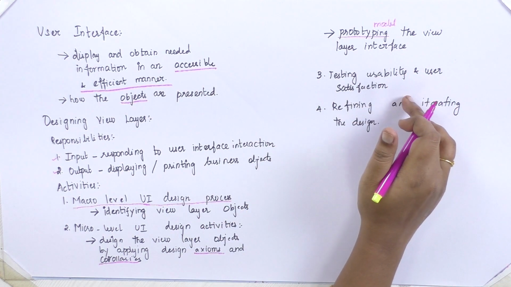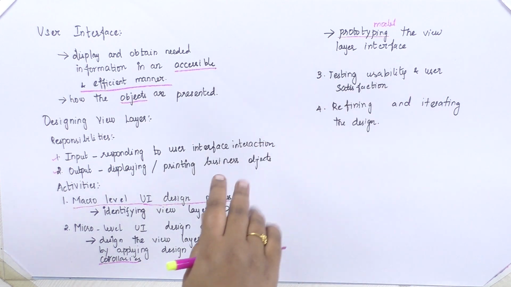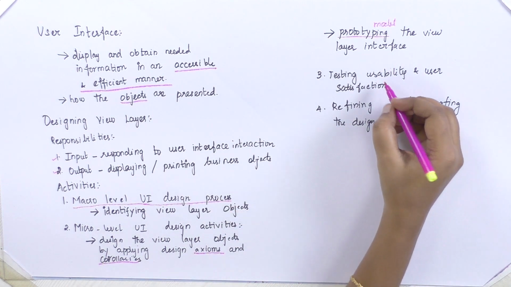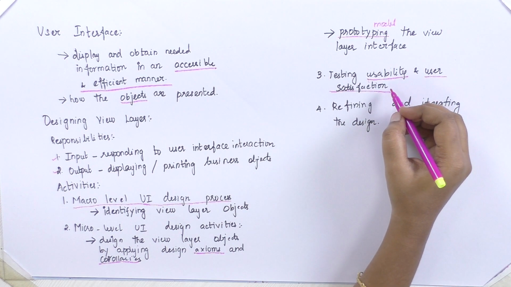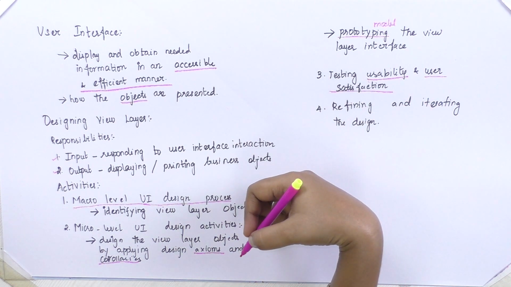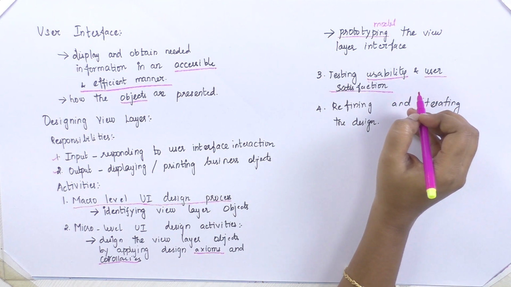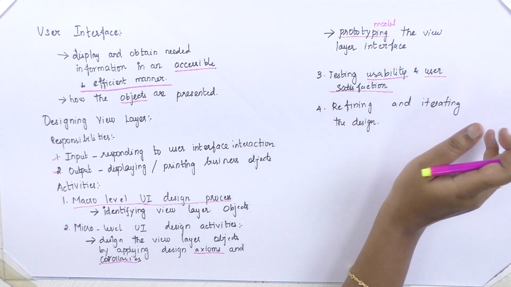The third step is testing usability and user satisfaction. After completing the design of the view layer objects, you have to test those objects by applying usability testing and user satisfaction testing. By testing the view layer objects with these two types of testing, you can confirm that my system meets the audience requirements.